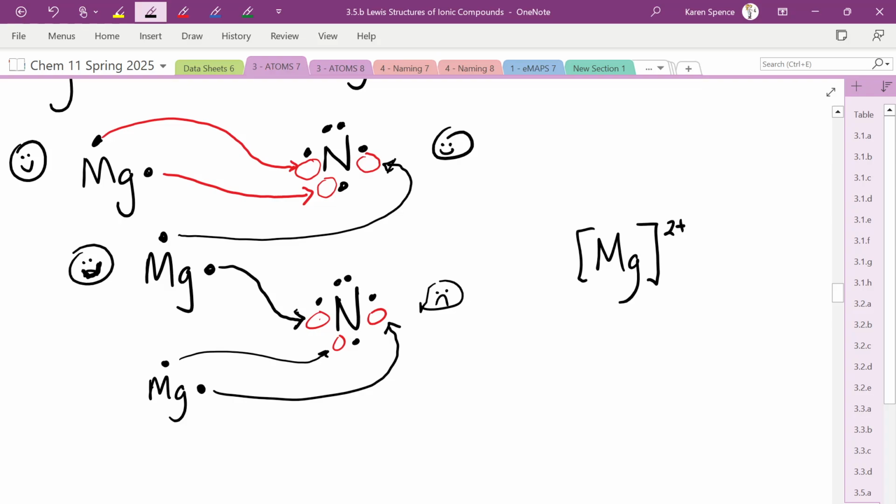Now, you have a choice. You can write that out 3 times, or what else can you do that might be a little faster? You can just put a 3 here. All right? Nitrogen. How many electrons around nitrogen? 8, because they're all full now. 1, 2, 3, 4, 5, 6, 7, 8. Put brackets around it. And the charge. Does that look good?